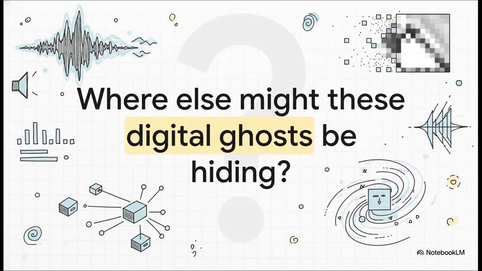And you know, this whole idea isn't just for blurring photos. It shows up in audio processing, data compression, all sorts of places. Which leaves us with a pretty fascinating question to chew on. The sinc function is a ghost created by sharp digital edges. So, where else in our digital world might these ghosts be hiding in plain sight?